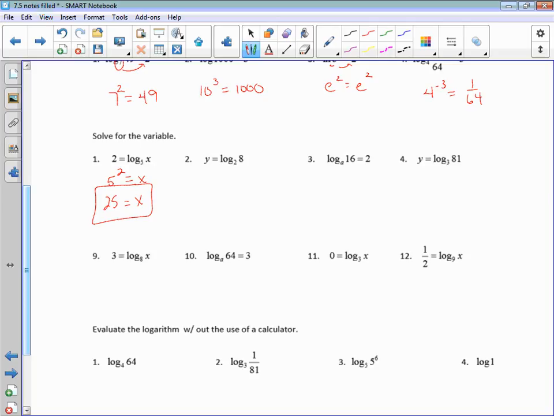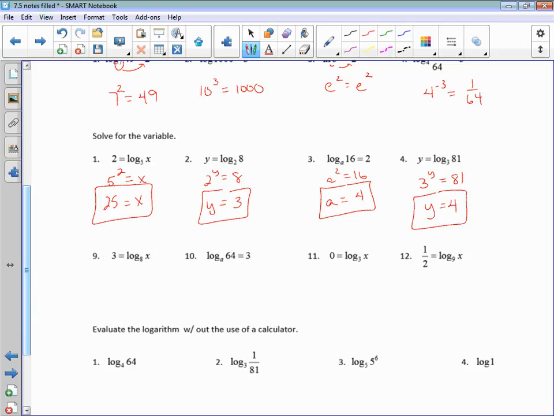Alright. So number two, you're thinking 2 to some power is 8. So what does y have to be? 3. Alright, number three, a squared is 16. So what does a have to be? 4. Alright, and then the last one there, you are thinking 3 to what power is 81. So what does y have to be? 4. Okay. We're okay with that section? Yes.